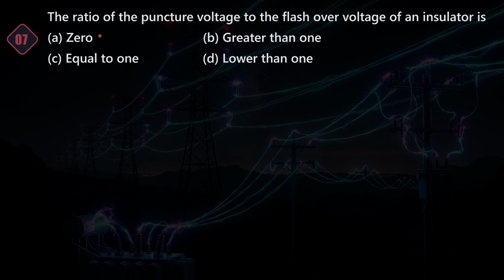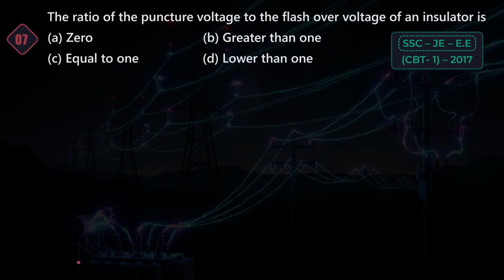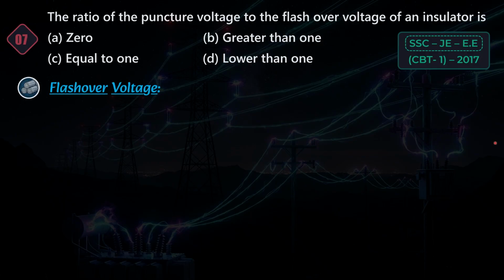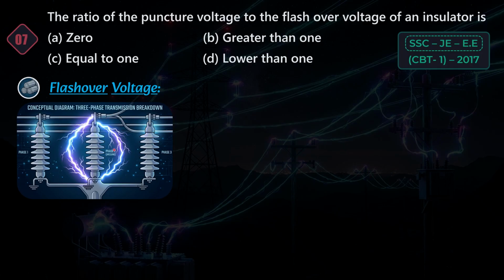The ratio of puncture voltage to the flashover voltage of an insulator is option A 0, option B greater than 1, option C equal to 1, and option D lower than 1. Now, to answer this question, let us know what is the difference between puncture voltage and flashover voltage. Now, you can see in the image an insulator holding up a high voltage power line. If the voltage increases beyond a predetermined value, an electrical arc develops.